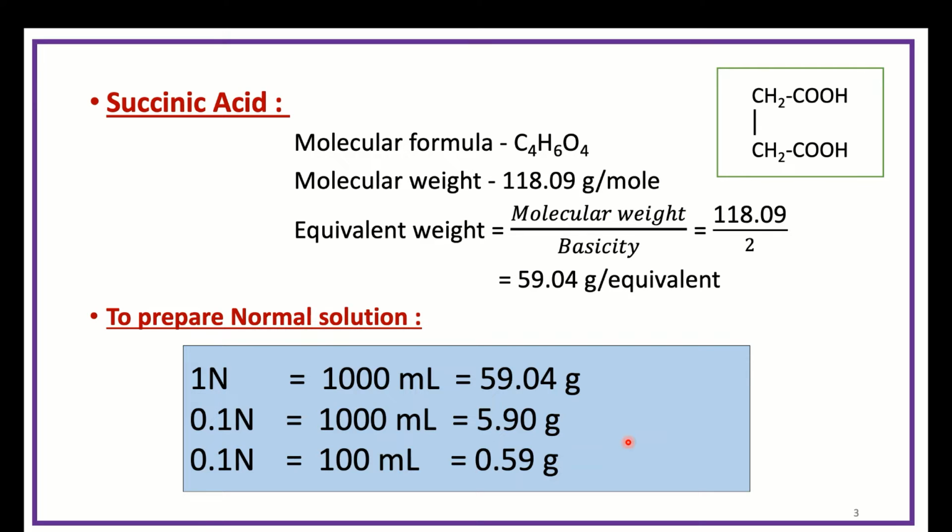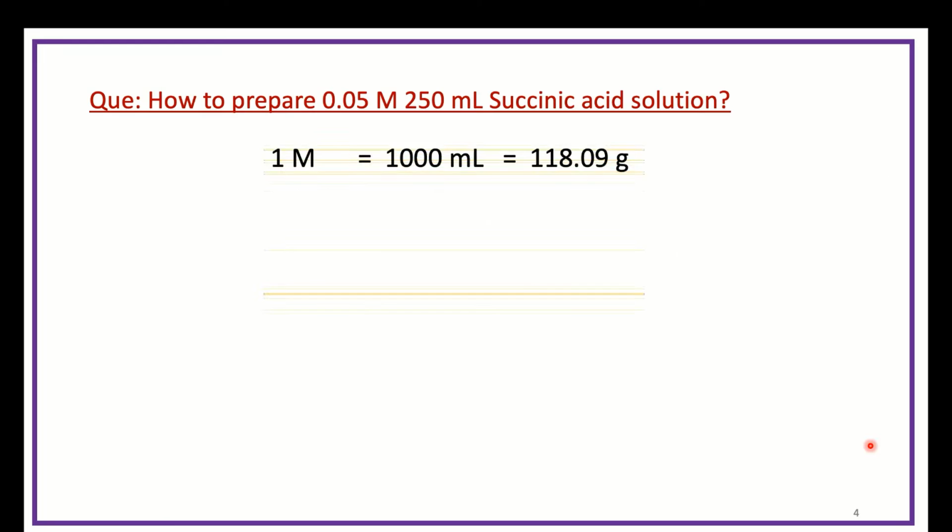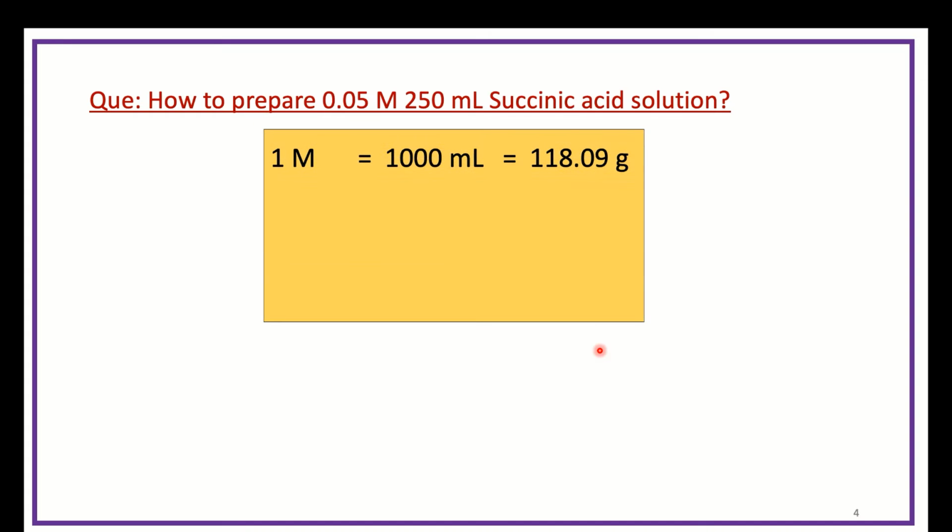In this case, because it is a dibasic acid, we have to do the calculations separately for molarity and normality. The question given is how to prepare 0.05 molar 250 ml succinic acid solution. So we have to prepare 0.05 molar solution, so we take the factor for molarity and we require the molecular weight. This is the factor we have taken: 1 molar, 1 liter, we dissolve the molecular weight, that is 118.09.